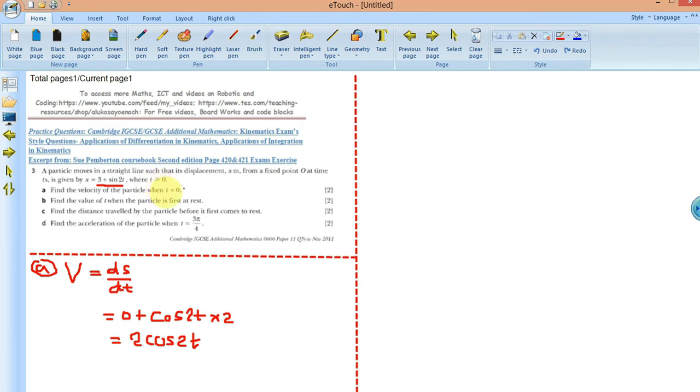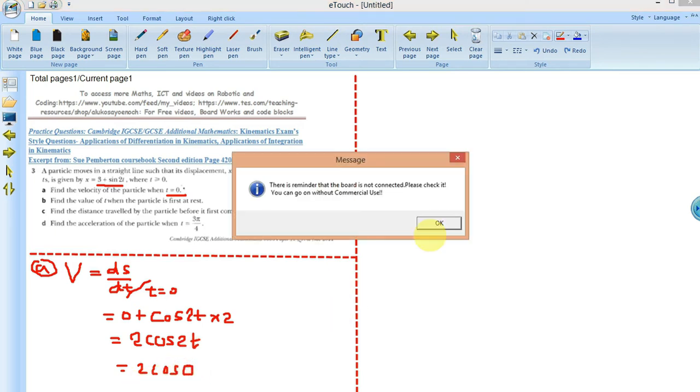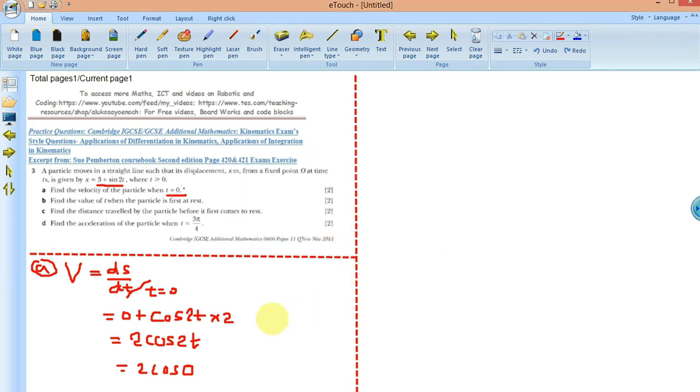Now this one says that when t is 0, so wherever you see t, just put 0. I'm going to have 2 cos of 2 times 0, that is 0. So 2 cos 0. Cos 0 is 1; go to your calculator to confirm. So 2 times 1 is 2. My answer will be 2 meters per second. Sorry, this is velocity, so meters per second. That's the solution to question 1.